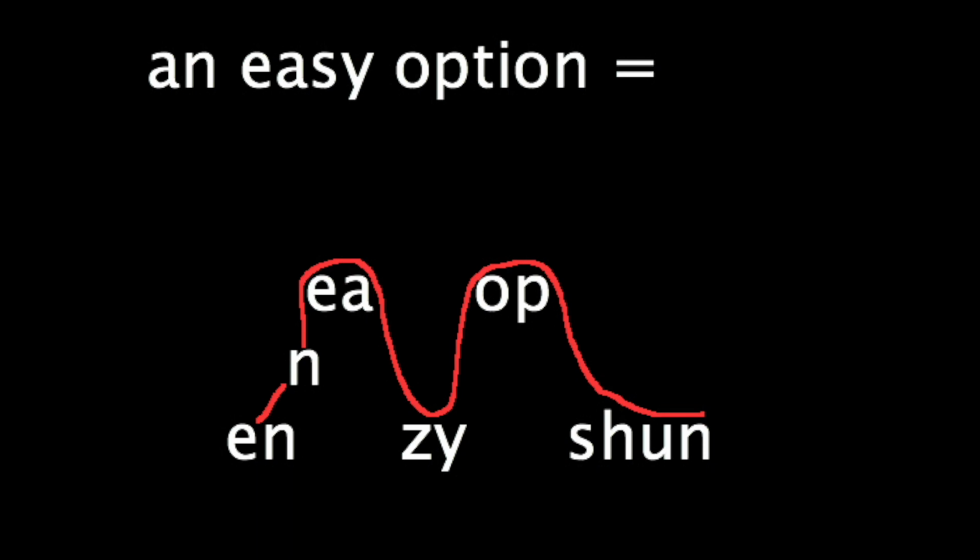Then follow the red line up. I take the N up higher, but at the very top is the E in easy. So the E in easy has a higher pitch than the N, which is coming up. An easy, and then follow the red line back down to the zy. The second syllable in easy is unstressed, so the pitch is lower.